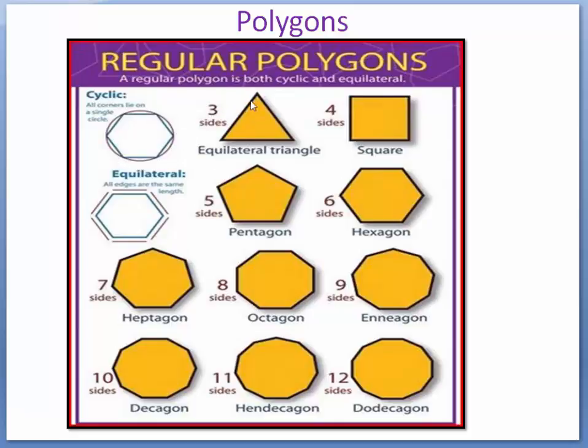If it's got three vertices, three sides of equal length, then it's an equilateral triangle. Four sides of equal length, four vertices, it's a square. Five sides, five vertices, equal length of sides, pentagon. Six vertices, lengths of sides equal, hexagon, heptagon, octagon, and so forth. So these names you've got to learn for the exam.